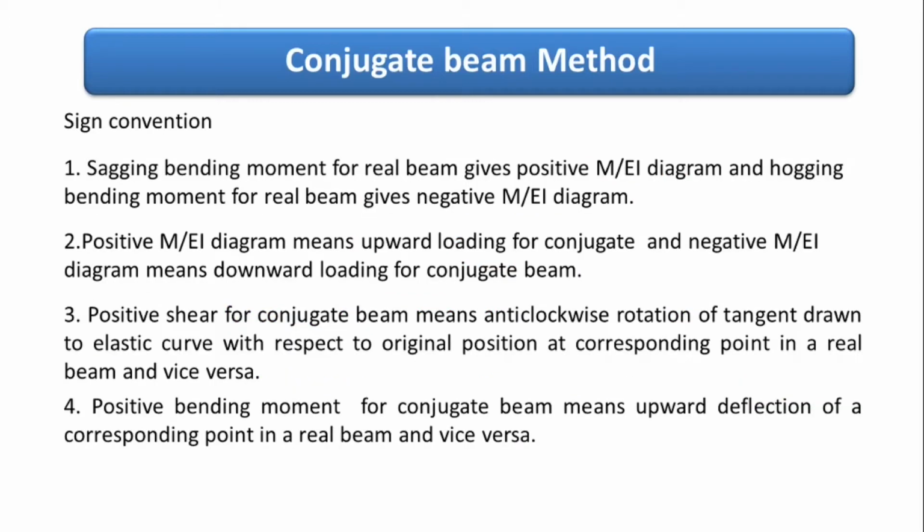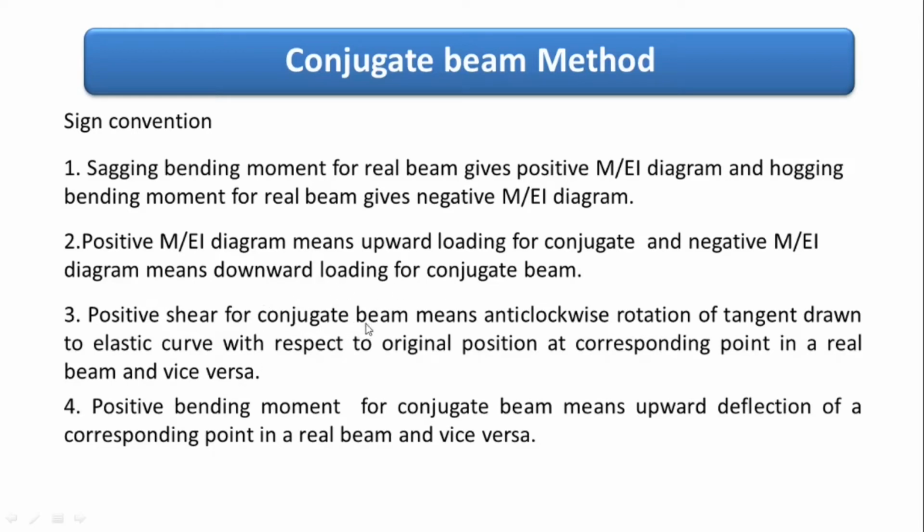The next important thing here is the sign conventions. Sagging bending moment for real beam gives a positive M by EI diagram, and hogging bending moment for real beam gives the negative M by EI diagram. The next is the positive M by EI diagram means upward loading for the conjugate beam, and negative M by EI diagram means downward loading for the conjugate beam.